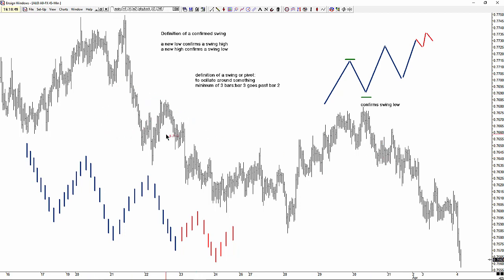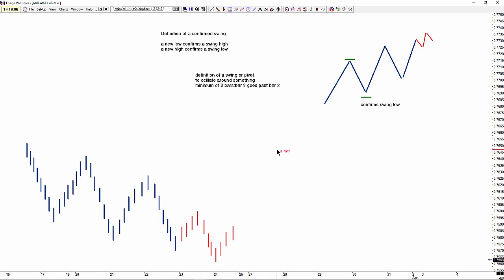We need to make a distinction here so we know what we're doing, what we're drawing, what we're measuring, no matter if we're using median lines or Fibonacci or whatever it is you want to use. We want to know what we're measuring. So there's lots of swings. Over here, you can see this is a swing all by itself.